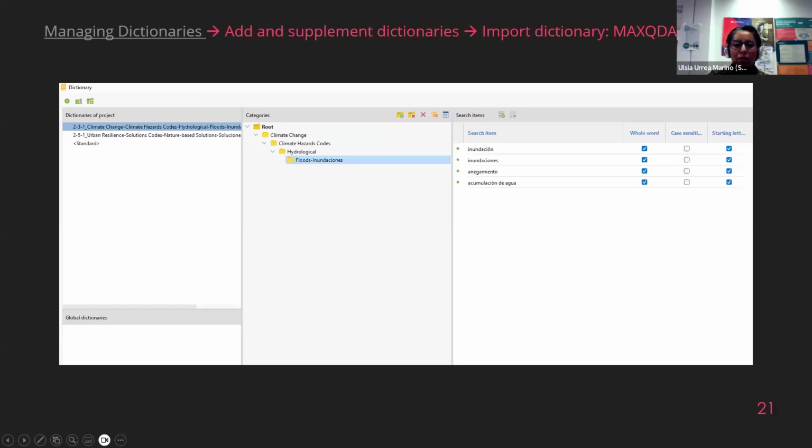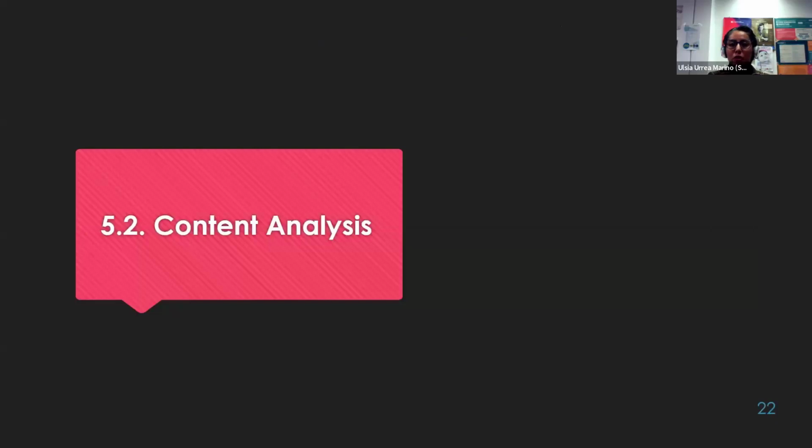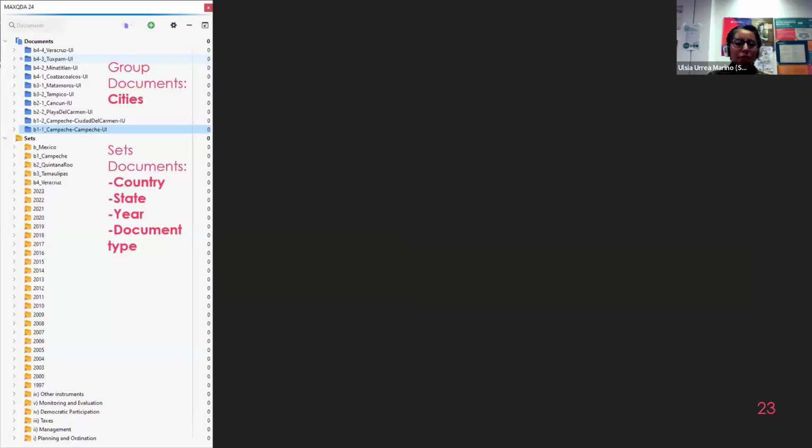So as soon as I have this, I may conduct the content analysis. Now I'm ready to conduct the content analysis. First of all, in MAXQDA, in the group documents, I organize all my information by cities. So I have a folder for each city. In this case, I'm only conducting the case study of Mexico, so you can see only the Mexican cities.